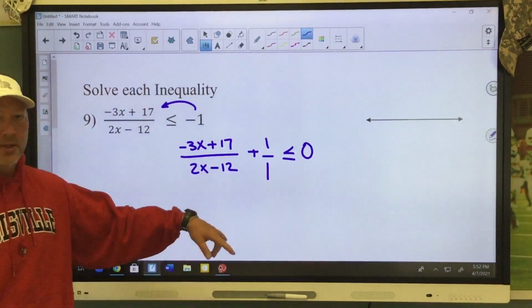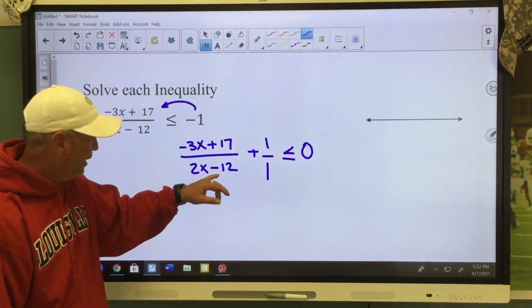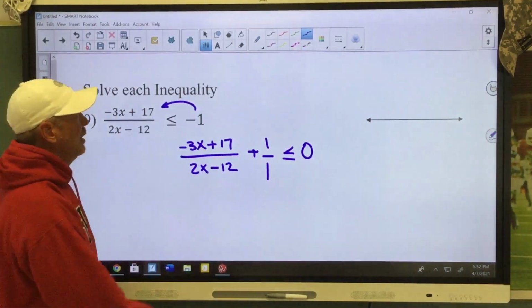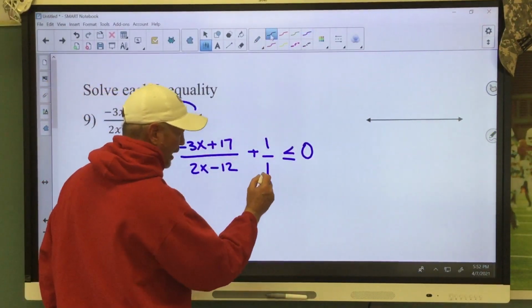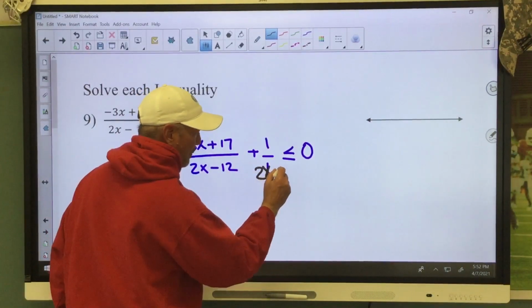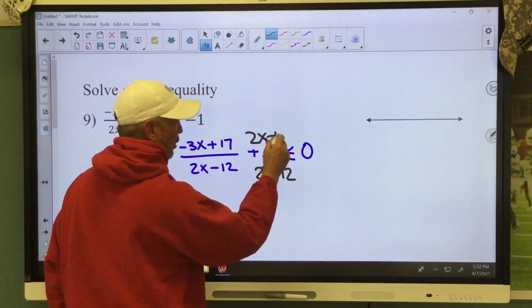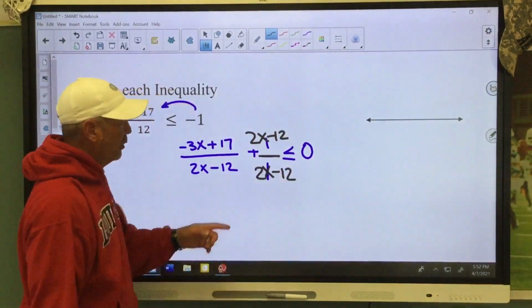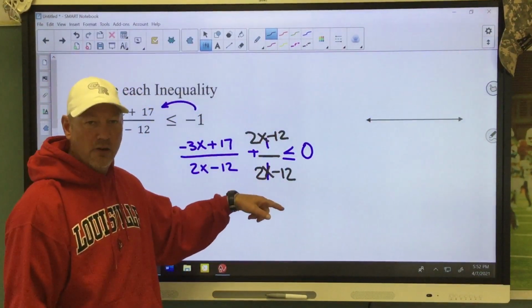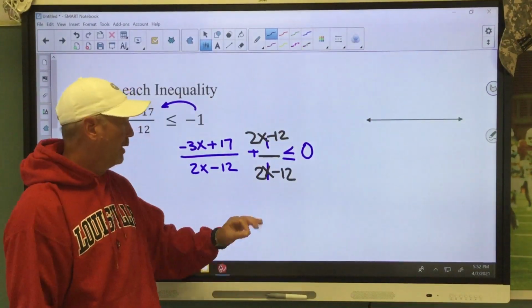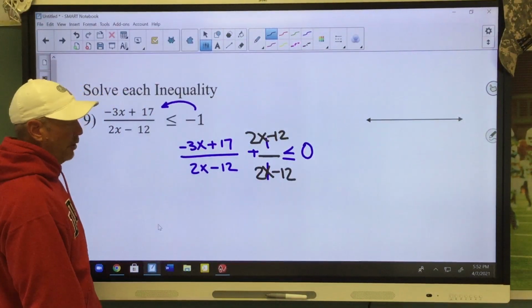I need to get a common denominator. My common denominator is 2x minus 12. So we multiply the bottom times 2x minus 12. We're going to multiply the top times 2x minus 12. Whenever you have the same thing over itself, it is equal to the number 1. So we're okay. But we're going to combine like terms.